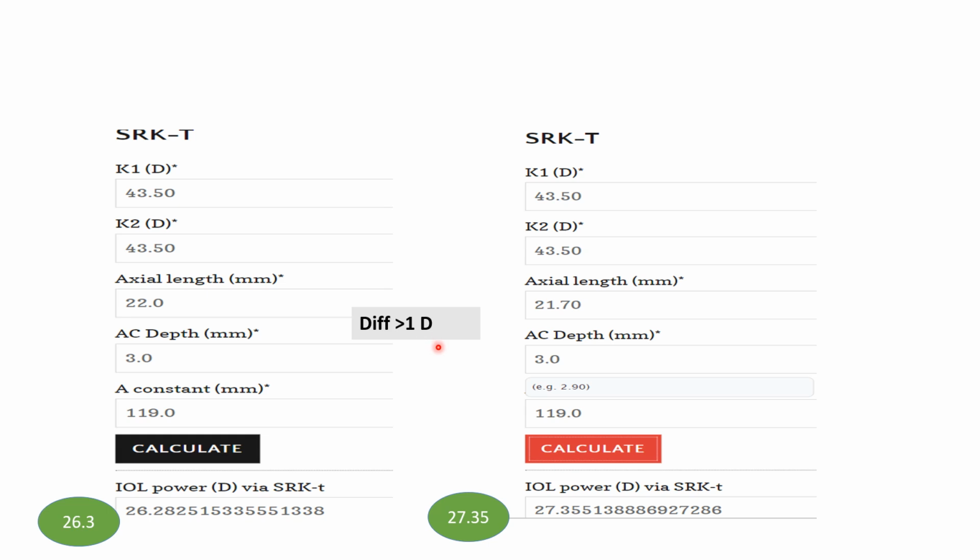So you can see over here with the current generation formulas, the SRK/T formula for example, it shows us that if we make an error of 0.3 millimeters, the final impact on IOL power is that we will be off by more than 1 diopter. Such is the importance of a correct axial length measurement.